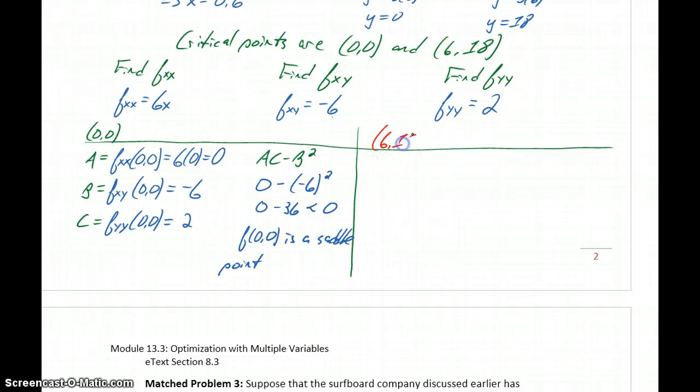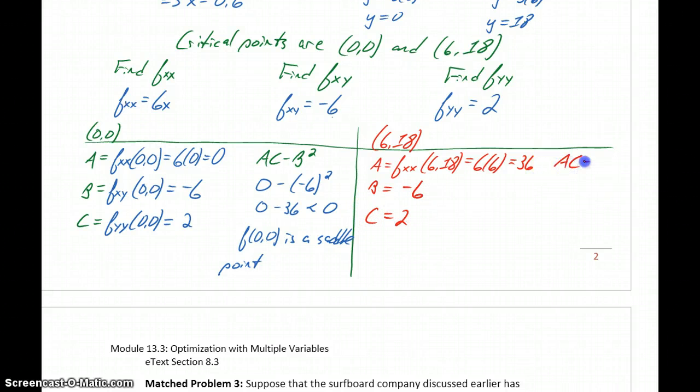So now we need to go through the exact same process for 6, 18. So our value for A is going to be both derivatives evaluated at x, and then that expression evaluated at 6, 18. So that will be 6 times 6, because we're evaluating this expression here. So that'll be 36. And then since our values for the second derivatives with respect to y are both just constants, b is still negative 6, and c is still 2.